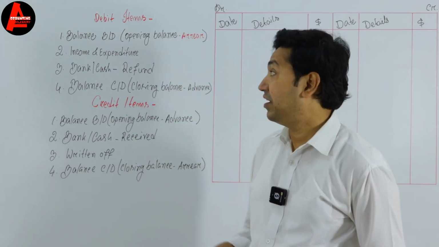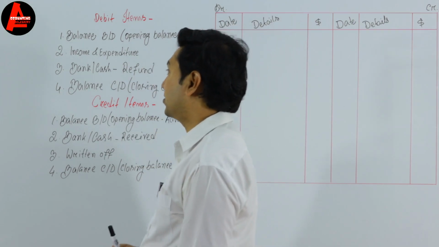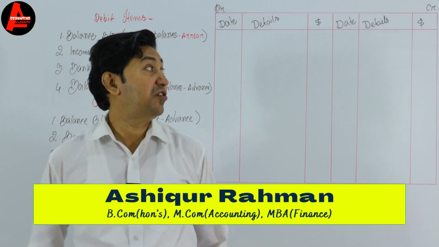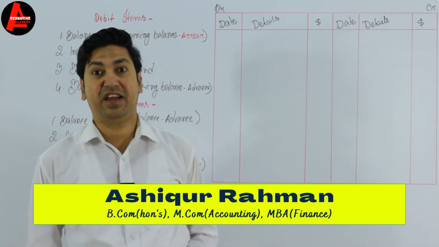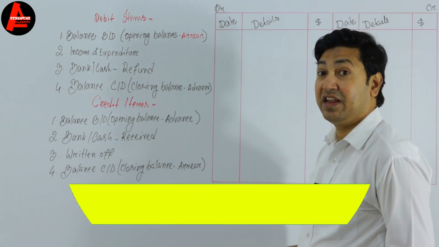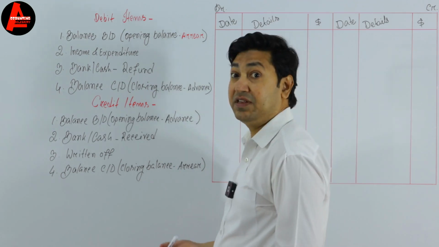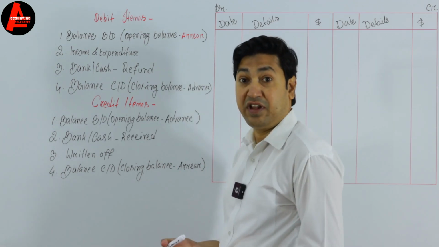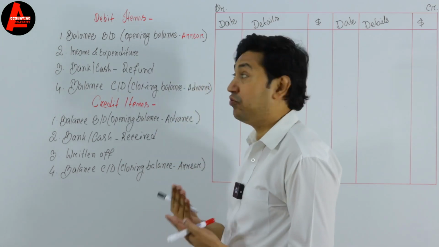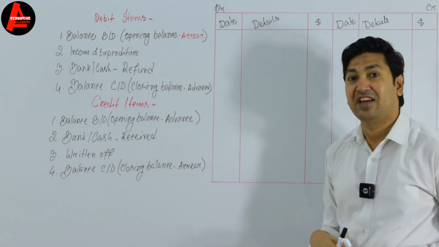Before we start, let us have a look at it. So here we see the debit items. These four items are debit items you need to record on this side, okay? What items? First of all, we have balance b/d, meaning opening balance. So if we have opening balance, meaning at the beginning of the financial period, if we have subscription arrears, then we need to write it as balance b/d on the debit side here, okay?